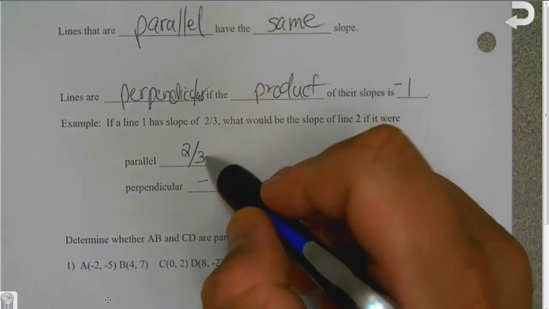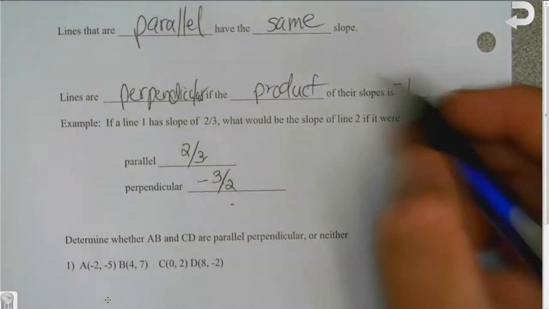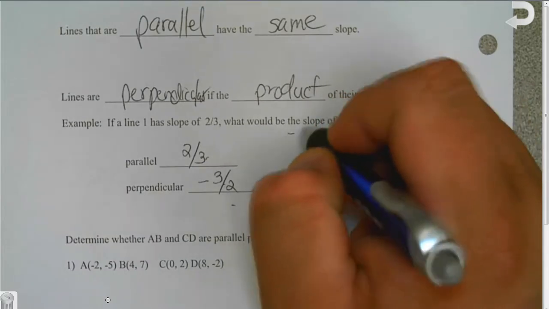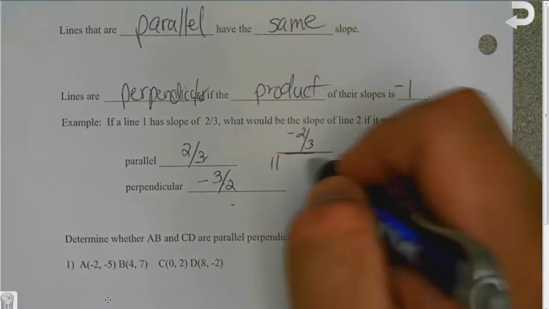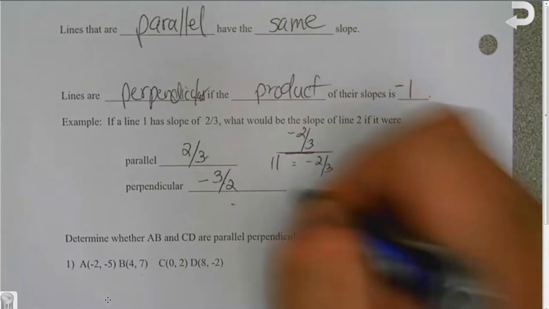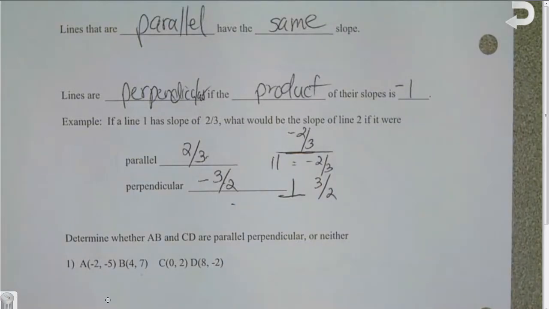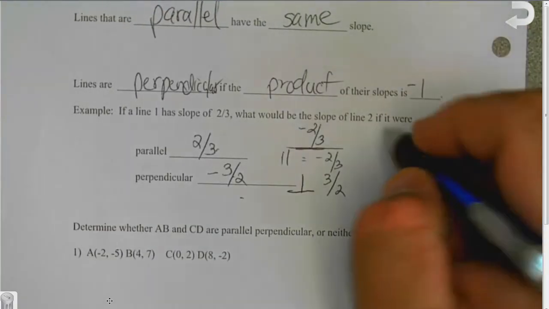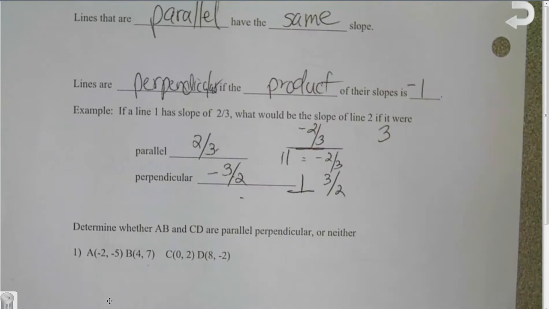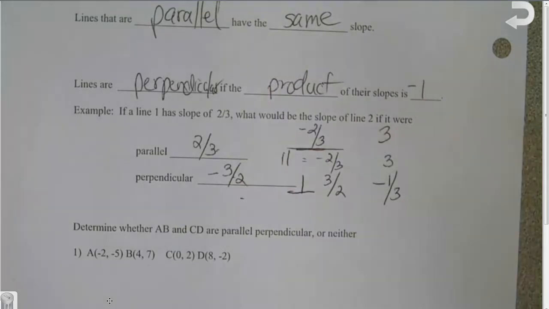So notice, for the parallel, I kept it the same. And for the perpendicular, I flipped the number and made it negative. Now, if I would have said that the original slope is negative 2/3, this is a different problem, the parallel slope would be negative 2/3. The perpendicular slope would be 3/2. Another thing we want to talk about is if a line has a whole number slope. So if I say the slope is 3, the parallel slope is 3, but the perpendicular slope is negative 1/3. And that's because 3 is equal to 3 over 1.